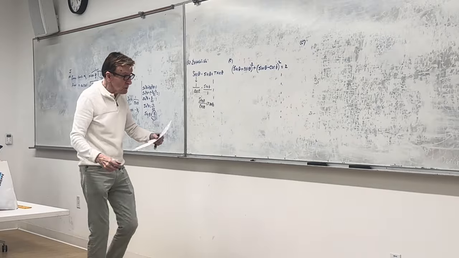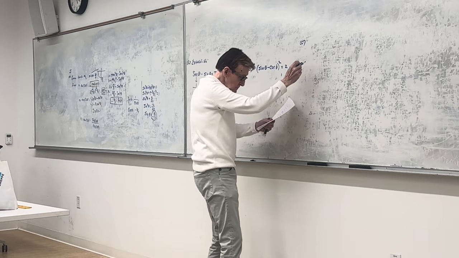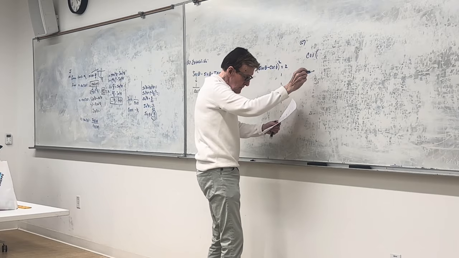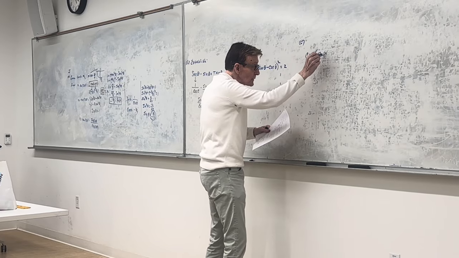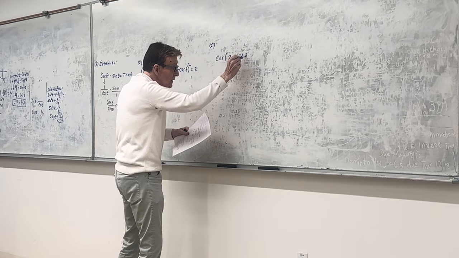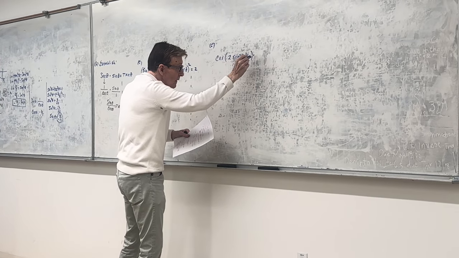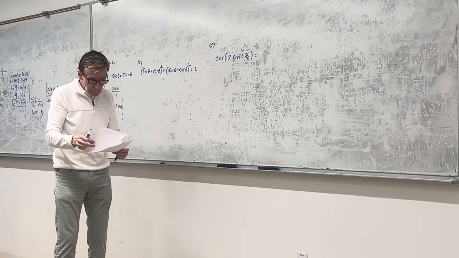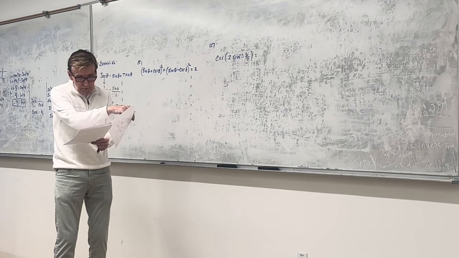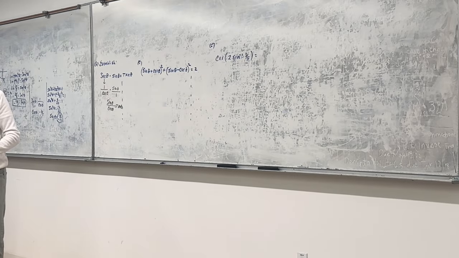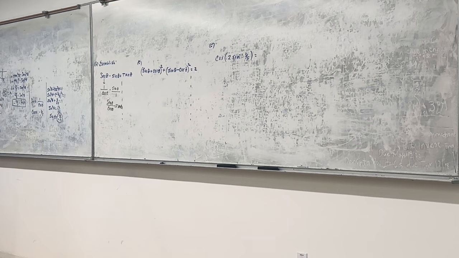Find the exact value of this. Let me just do this, guys. Cosine of double inverse sine of 3/5. Nice. Okay. Now I'm going to work this one out.